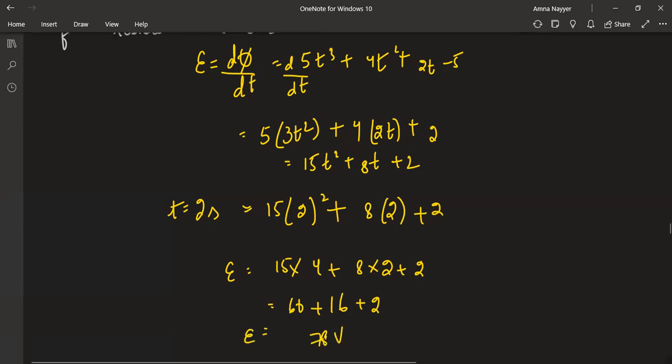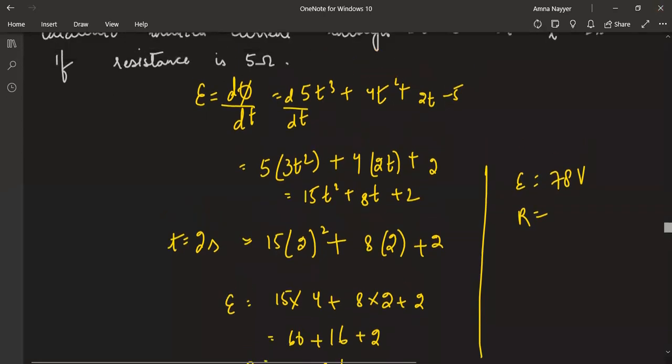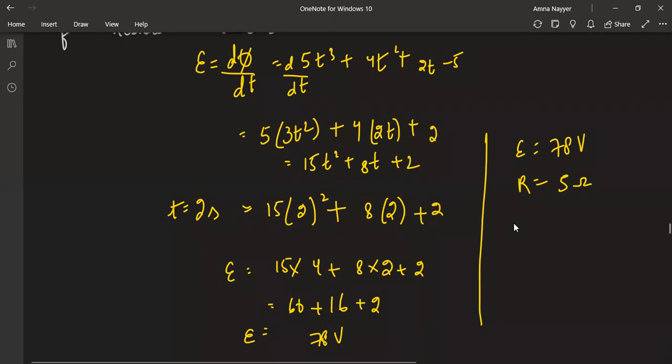78 volt is the EMF. If you have the value of EMF, you have the resistance. How much resistance was given? 5 ohm. So current will become 78 divided by 5. That will be how much? 15.6 ampere. This much should be the answer.